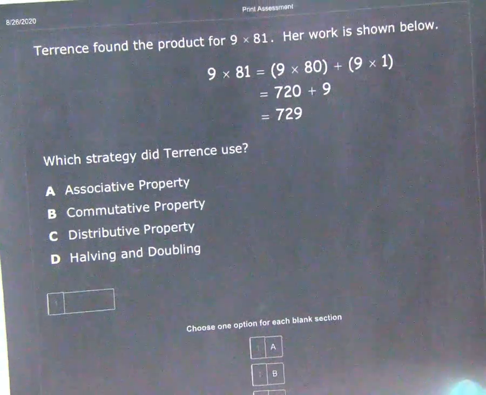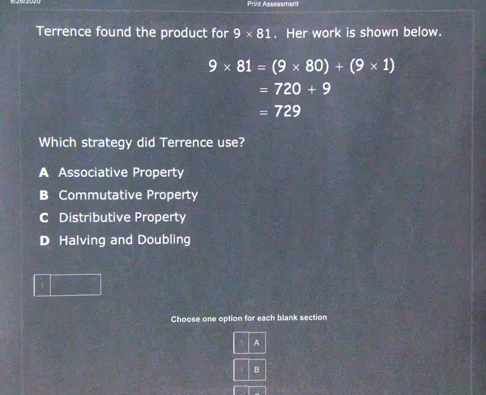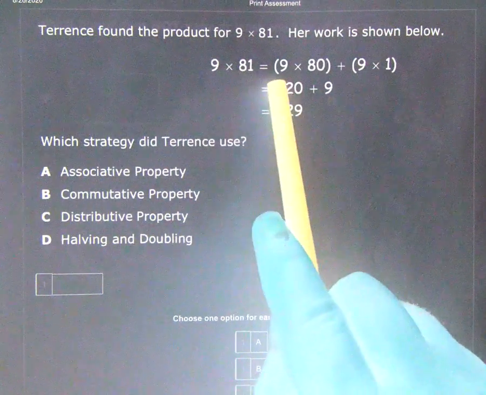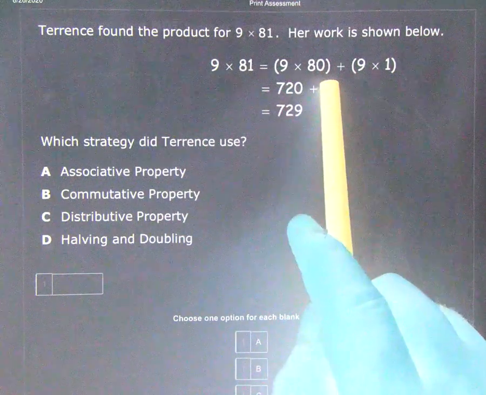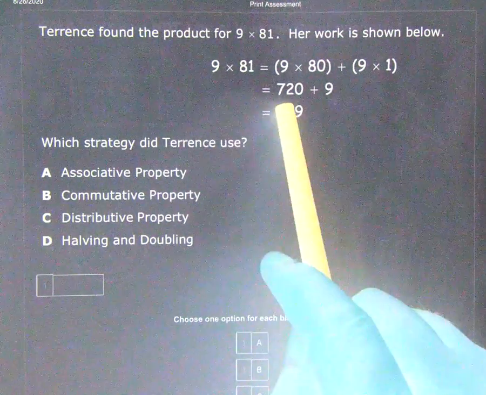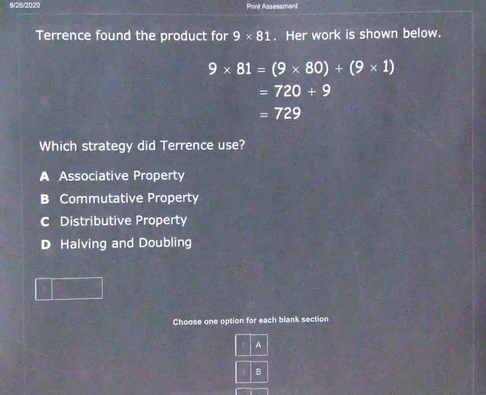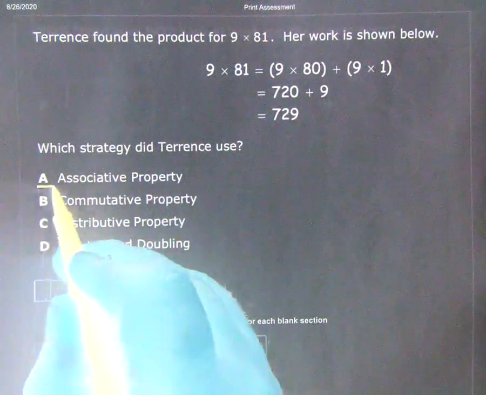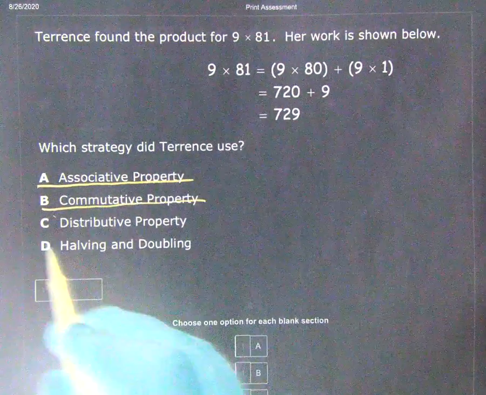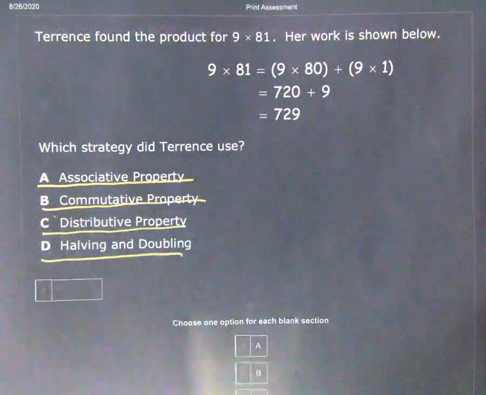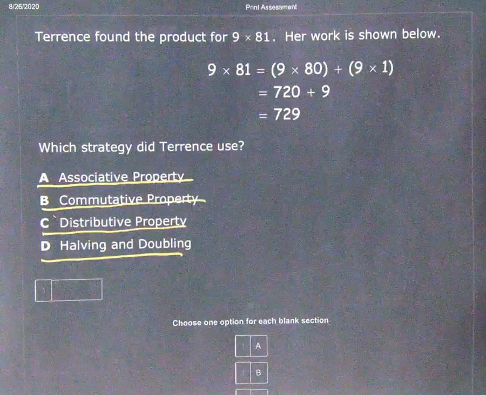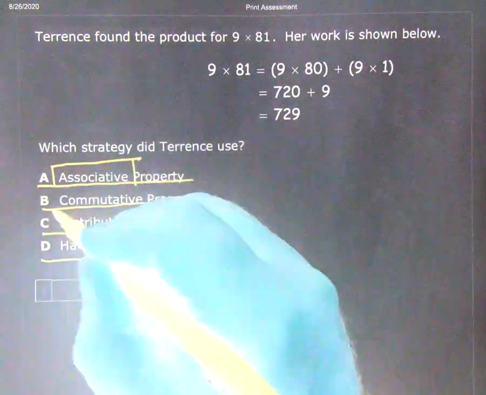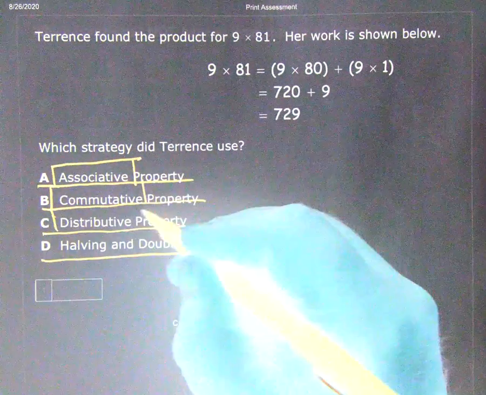Terrence found a product for 9 times 81. 9 multiplied by 81. Her work is shown below. 9 times 81 equals 9 times 80 plus 9 times 1 equals 720 plus 9 equals 729. Okay, I want to give you a really big hint on this one. I want you to take these terms that you have here, especially these 3. So associative, commutative, and distributive. Let's take those 3 terms.